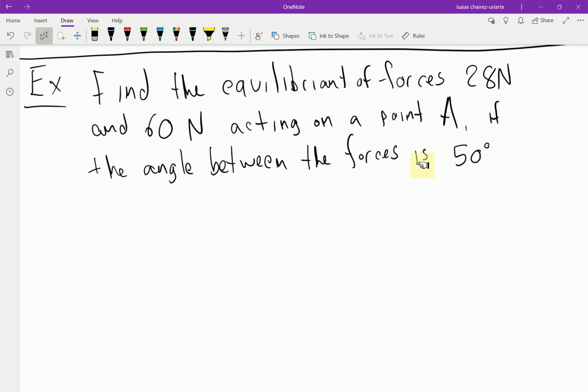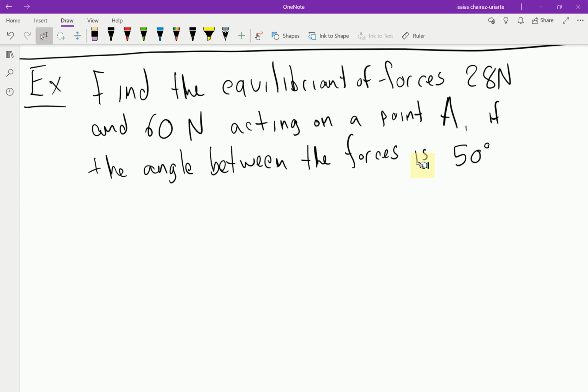Okay, so we're supposed to find the equilibriant. We're supposed to find the magnitude of the equilibriant if there are two forces of 28 newtons and 60 newtons acting on a point A and the angle between these two forces is 50 degrees. If you're brave, pause the video, try to see if you can come up with some answers on your own. If not, then let's take a look at how we can work this out.